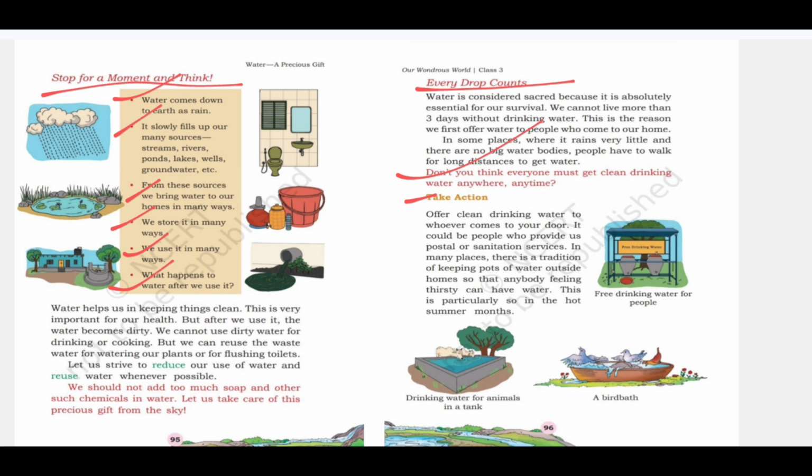In many places, there is a tradition of keeping pots of water outside homes so that anybody feeling thirsty can have water. This is particularly so in the hot summer months. During summer months, what happens? It is very hot. People get thirsty. You get exhausted. You feel tired. There are a few images over here. See, free drinking water for people. Drinking water for animals in a tank. A bird bath.